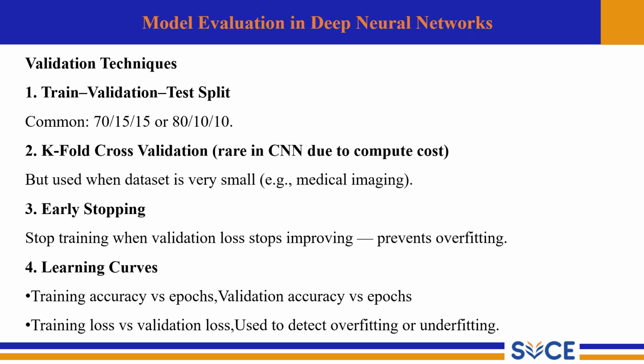Fourth one is learning curves. Plot training versus validation accuracy and training versus validation loss over epochs. It helps to detect overfitting: training improves while validation stalls, or underfitting: both low.